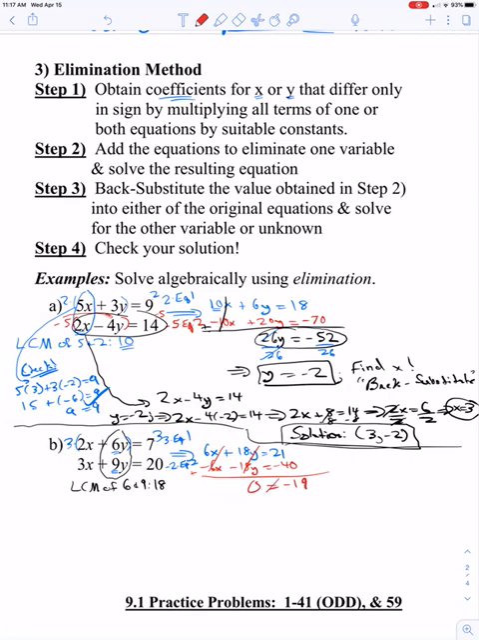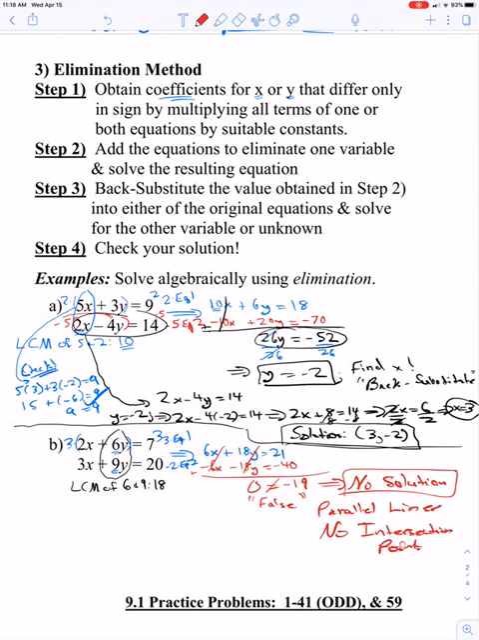So we got the variables eliminating, right? We have a false statement that resulted. So we couldn't find a value for x or y. So a false statement, of course, means no solution. It means graphically, if we were to graph these two lines, they would be parallel to each other. So these are parallel lines. There are no intersection points, right, with these two equations. All right, and you can check that graphically. If you solve both of them for y, right, you get the same slope, different y-intercepts.